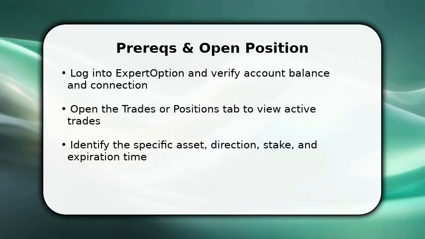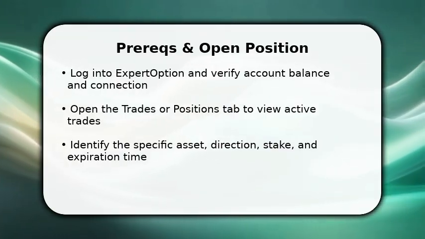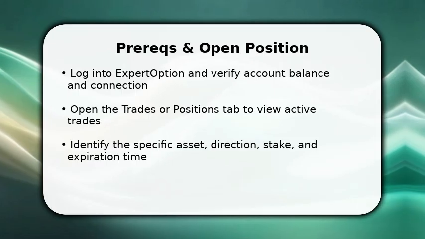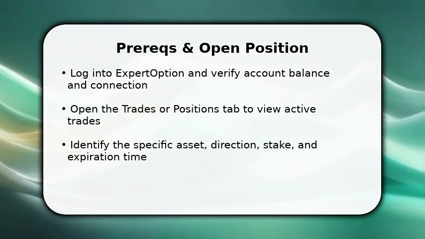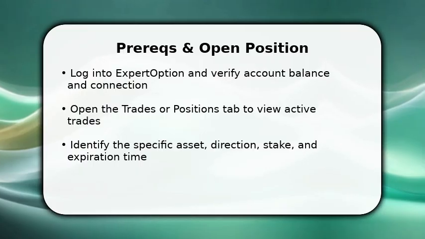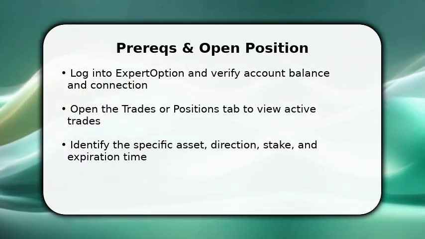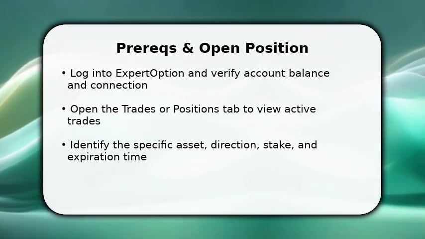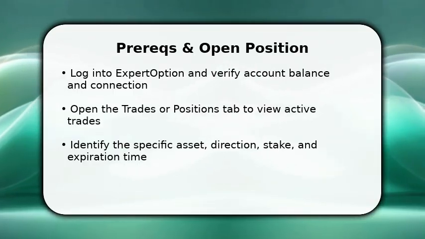You start by confirming you're logged into Expert Option and have a stable internet connection. This prevents failed requests. Next, open the Trades or Positions panel so you can see active entries at a glance. Look for the asset name, whether you're long or short, the stake amount, and the expiration or open time. Once done, note current profit/loss and any pending orders. That context determines whether you'll close now or set a conditional exit.